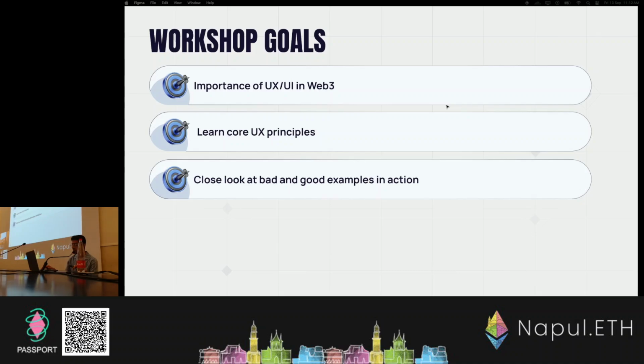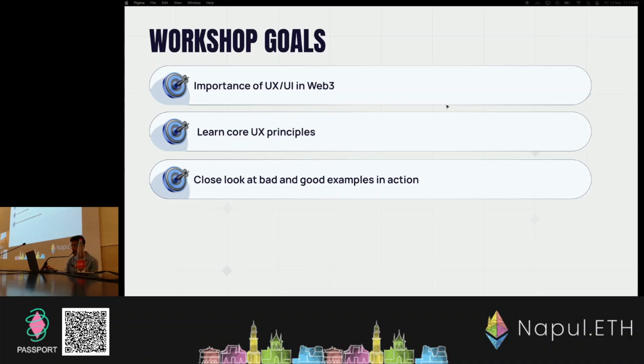So the goals of this workshop is we'll start with the importance of UX in Web3. From there, we'll cover the core principles of user-centered design that you can apply to your own projects. Next up, we'll take a close look at some bad and good examples in action, including a very detailed breakdown of MetaMask and Rainbow Wallet's UIs, kind of comparing them, see who does it wrong, who does it right. And finally, I'll share some practical design tips to end the workshop, and we'll wrap up with a quick Q&A. So feel free to note down any questions you might have as we go.